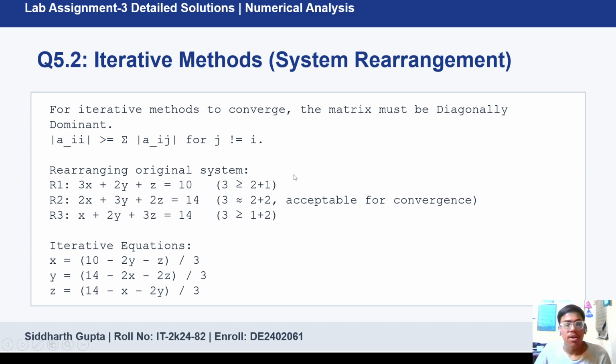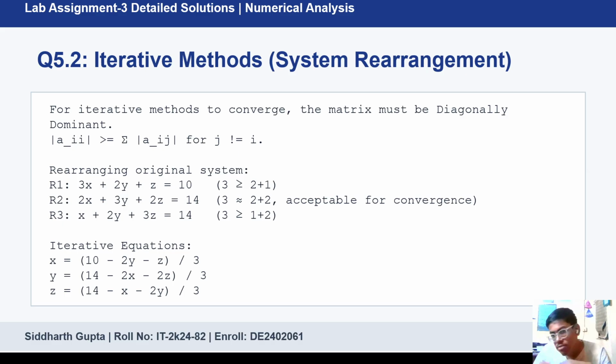Before applying Jacobi or Gauss-Seidel, first we need to check whether each diagonal element is greater than the sum of the other two or not. So here 3 is greater than or equal to 2 plus 1, that is 3. Yes. Here this 3 is greater than this. No.